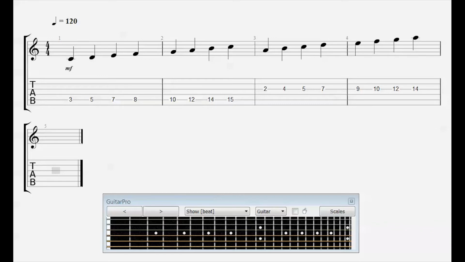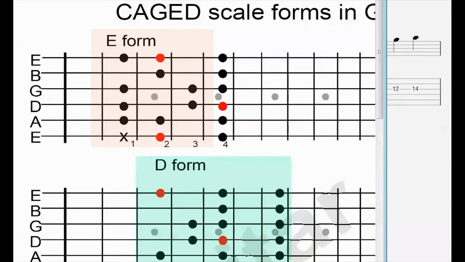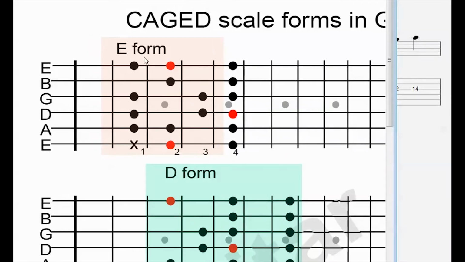But let's take a look at what this means for the patterns that we've already looked at in our lessons on the CAGED system. So here we have an E form scale.